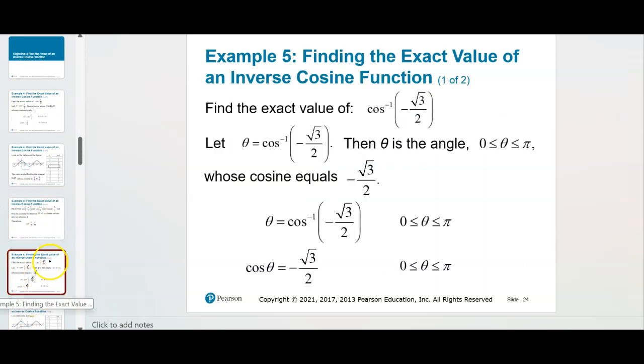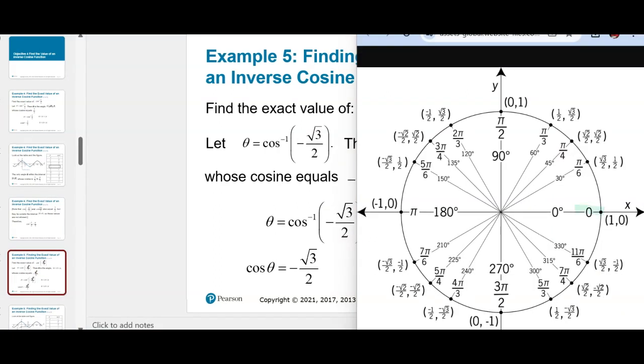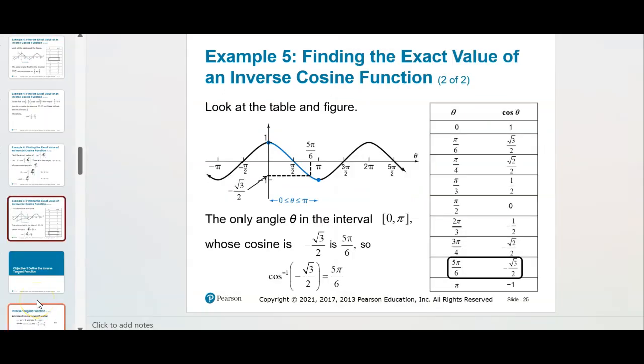All right, where is cosine equal to negative square root of 3 over 2 between, again, 0 and pi? So this is where everything has to live. And I want the x-coordinate to be negative square root of 3 over 2. So there's my x-coordinate, negative square root of 3 over 2. So there's my angle, 5 pi over 6. So there's how we can use, again, the unit circle to find these.